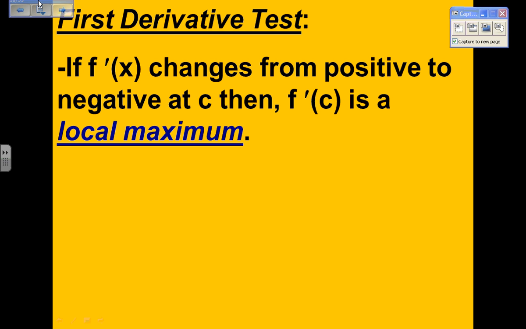Nice. Now this is obvious. If the derivative changes from positive to negative at c, then it's called a local max. That should make sense. If it changes, well, it could be a local max. It probably is a local max.